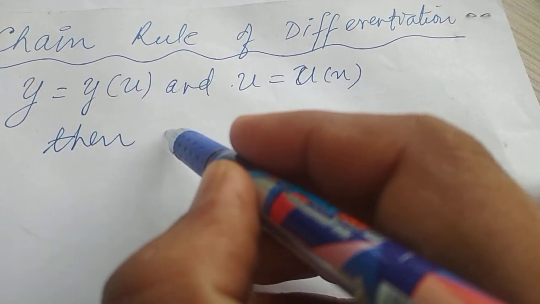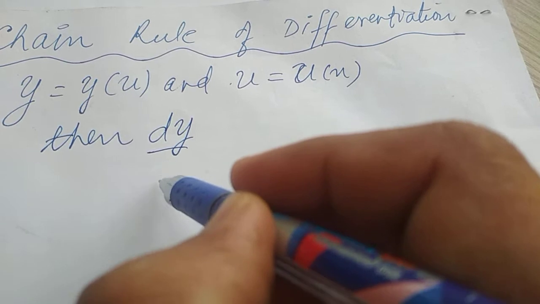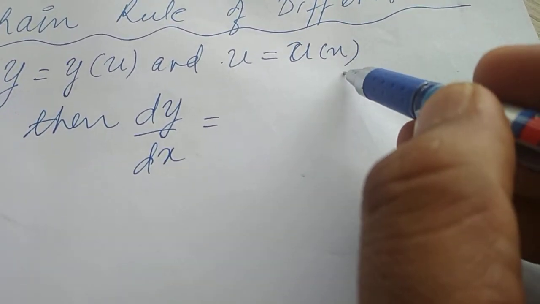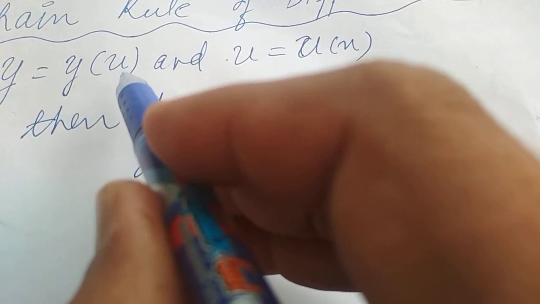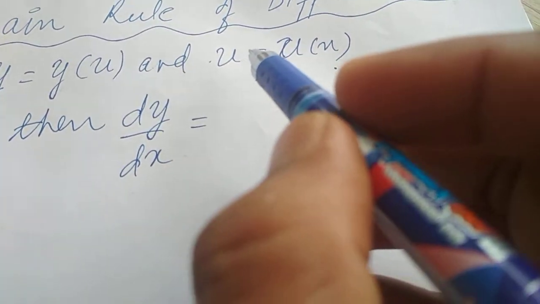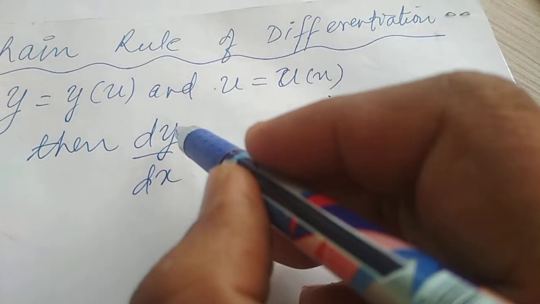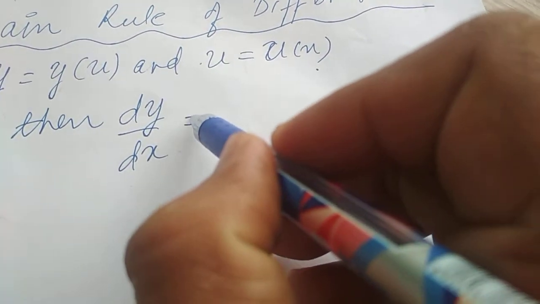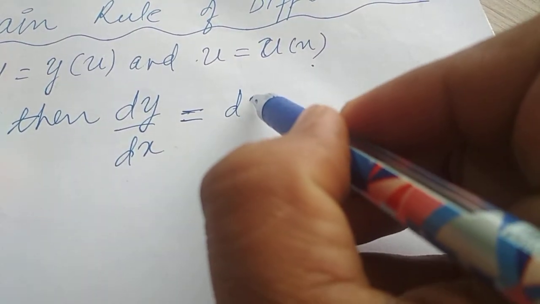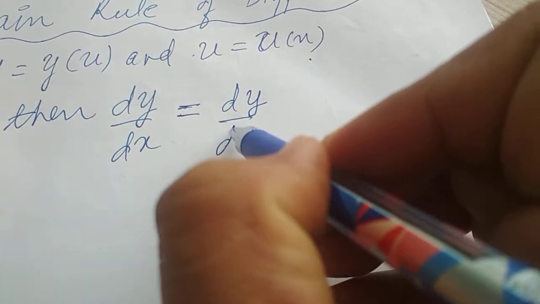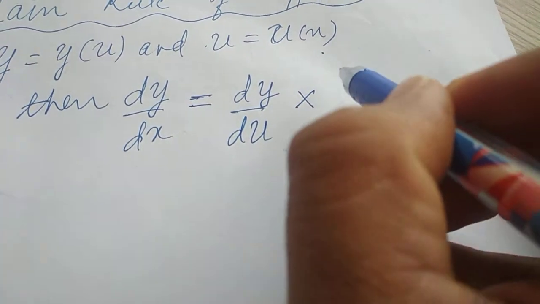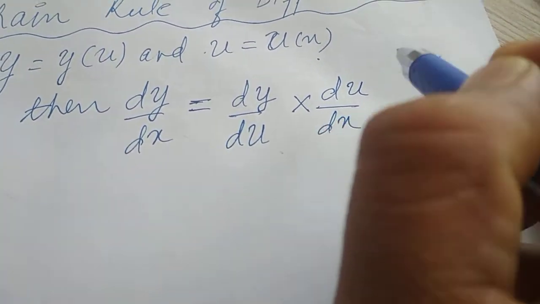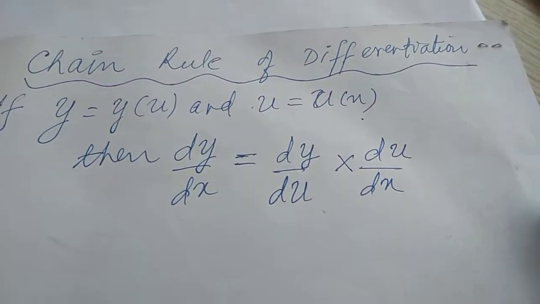Chain rule of differentiation is, if you want to get dy by dx, the derivative of y with respect to x, when it is a composition of several functions, then first you have to calculate the derivative of y with respect to u and multiply it with the derivative of u with respect to x. This is what the chain rule is. It was illustrated in the last video.